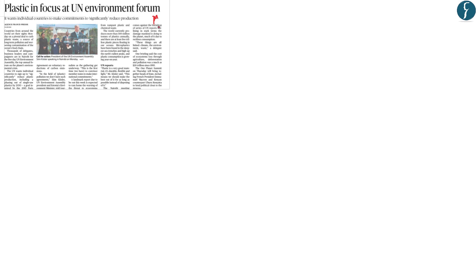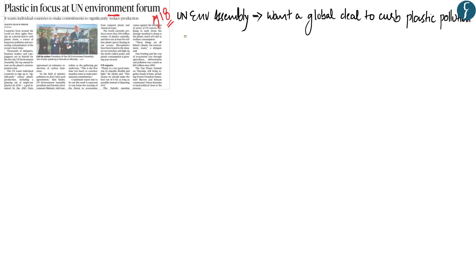This news appears on page number 18 and is in the context of the 4th session of the UN Environment Assembly, which is holding its 4th session in Nairobi, Kenya. In this session of the UN Environment Assembly, the participating countries are looking forward to sign a global deal which will help curb plastic pollution. The reason is that in the field of plastic pollution, there is no concrete agreement or a deal which specifically aims at curbing plastic pollution.